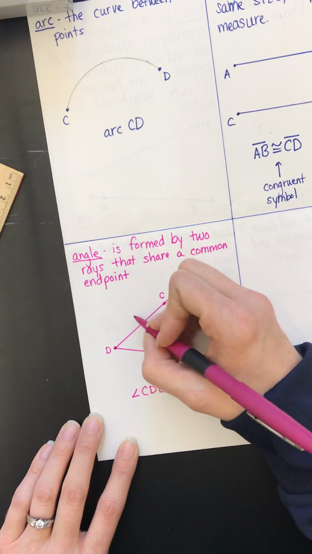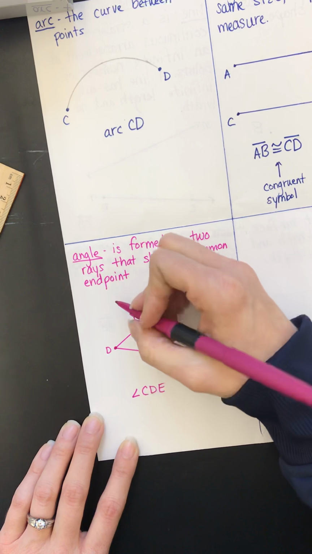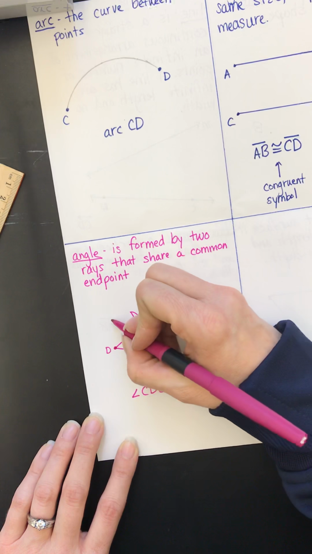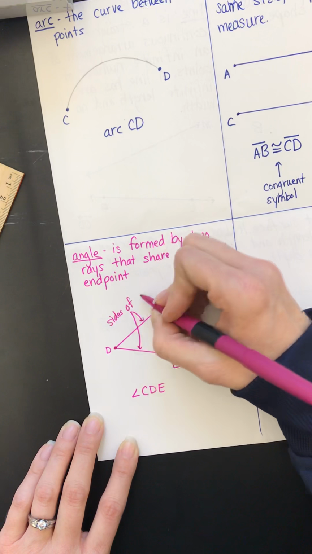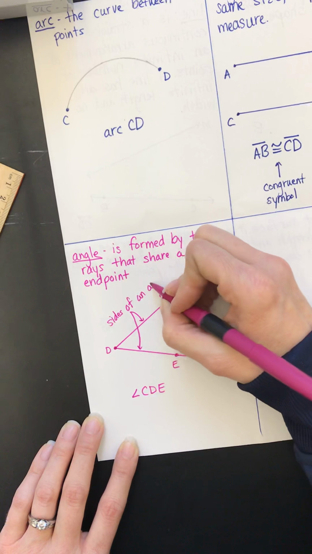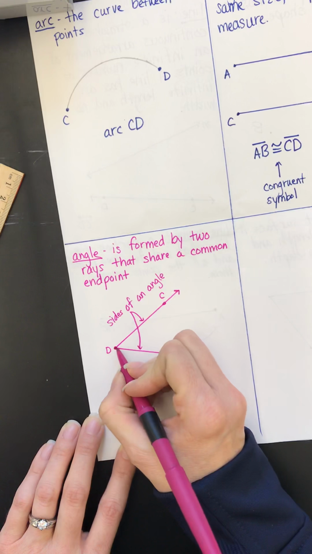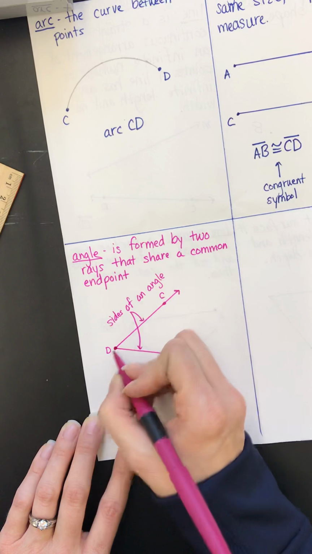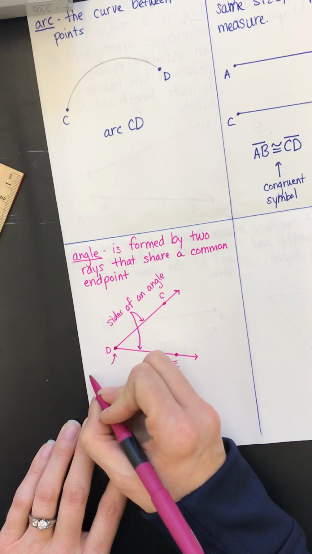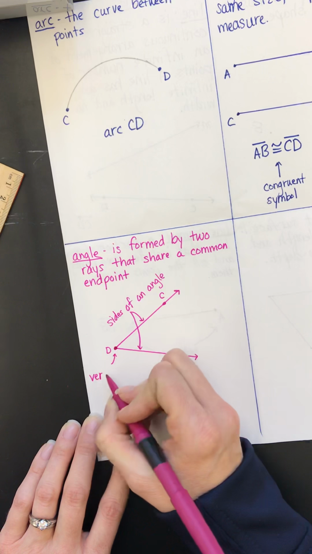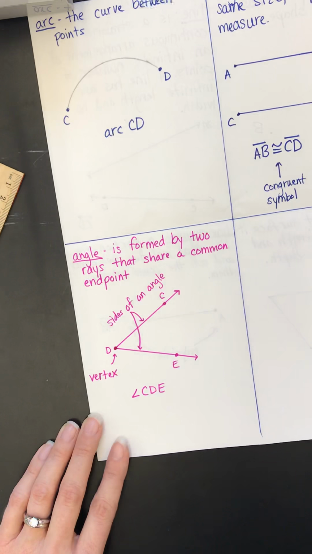Now, this is going to be pretty obvious, but these right here and here are considered the sides of an angle. And this endpoint right here, where both of your rays meet, has a special name. It is called a vertex. Okay, so there's our angle.